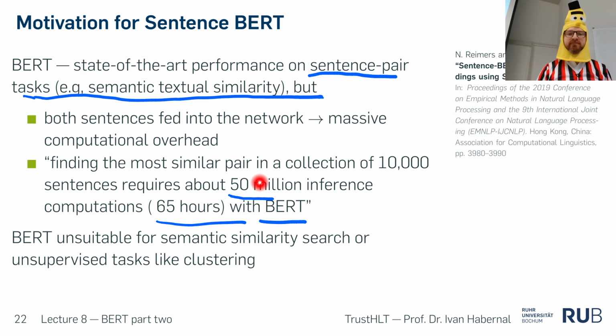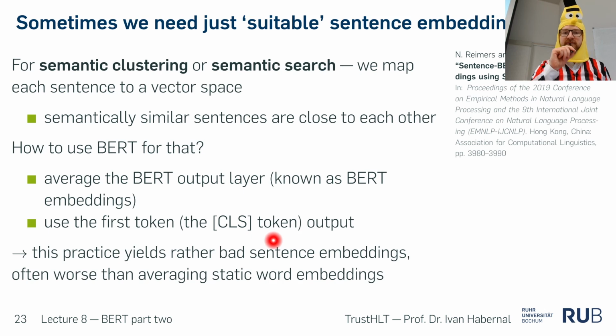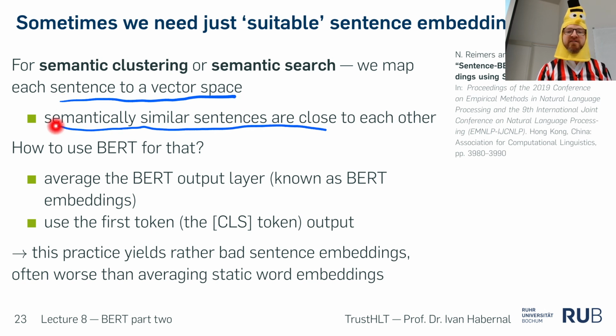So vanilla BERT really wasn't suitable for semantic similarity search or clustering. They needed to map each sentence to a vector space, where semantically similar sentences are close to each other. This is like the intention behind word2vec, and now it's the intention behind SentenceBERT. You have two similar documents close to each other in this embedding space.